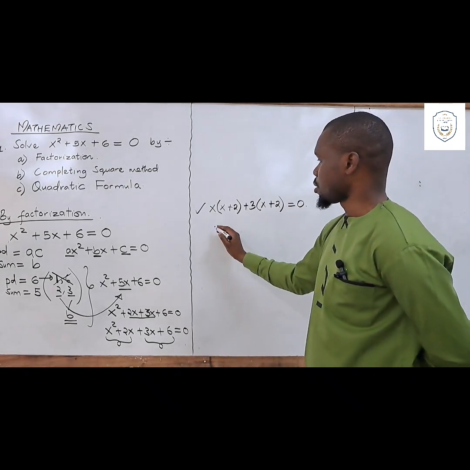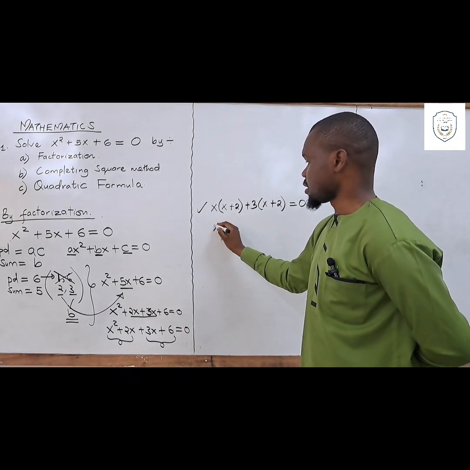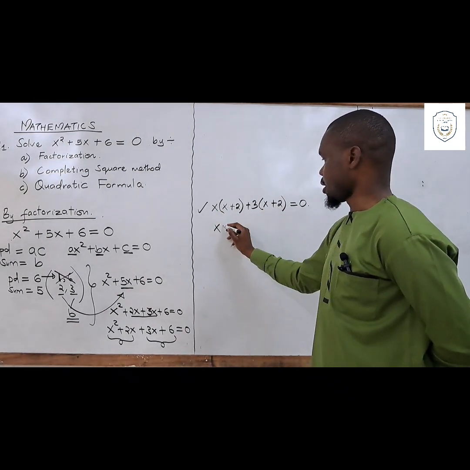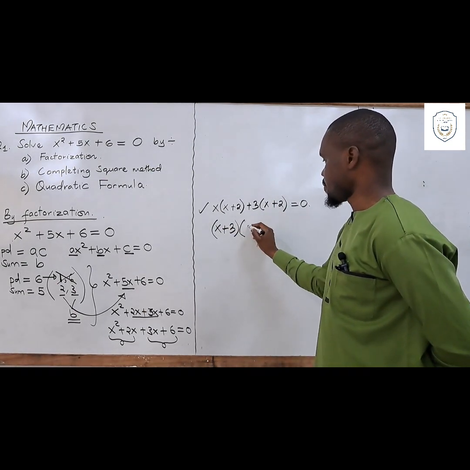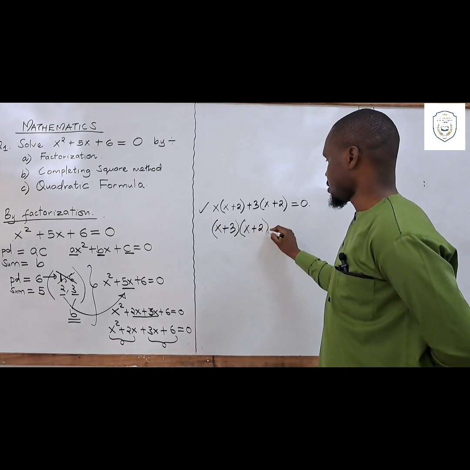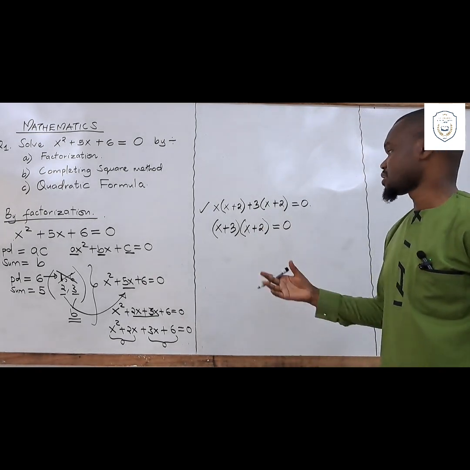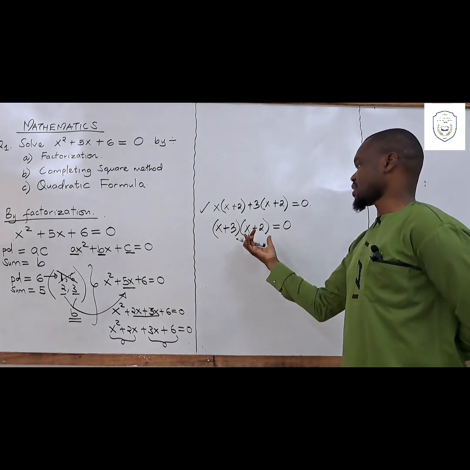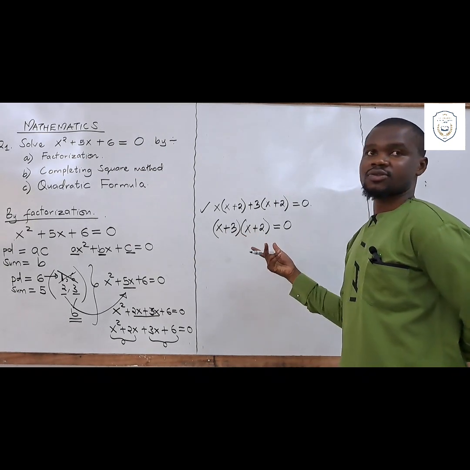After equating it to 0, there is a common bracket we are seeing. And therefore to factorize, we would say that it is x plus 3 into x plus 2, and we set it equal to 0. When you reach this point, it simply means that this bracket multiplied by this other bracket gives you a 0. And it simply means one of these brackets is actually a 0.